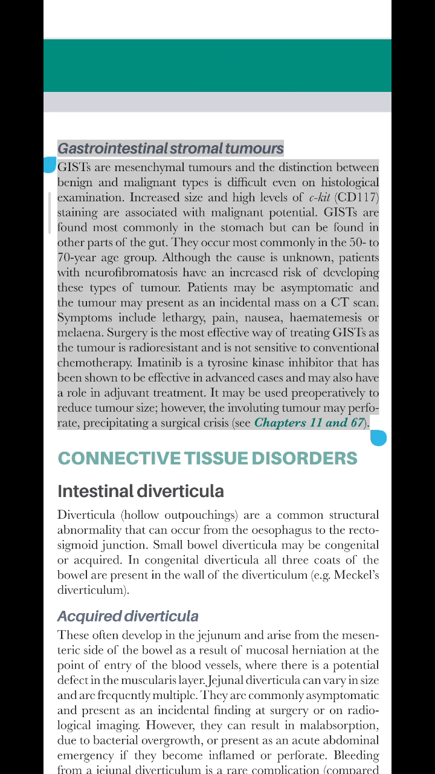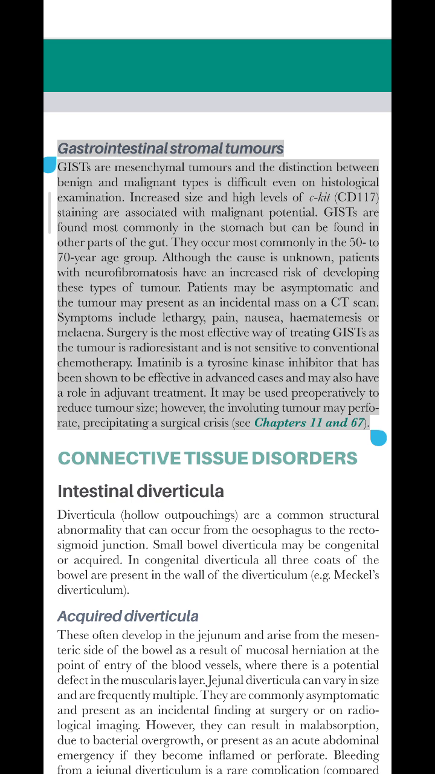Gastrointestinal stromal tumors, GISTs, are mesenchymal tumors, and the distinction between benign and malignant types is difficult even on histological examination. Increased size and high levels of c-KIT, CD117, staining are associated with malignant potential. GISTs are found most commonly in the stomach but can be found in other parts of the gut. They occur most commonly in the 50 to 70-year age group. Although the cause is unknown, patients with neurofibromatosis have an increased risk of developing these types of tumor.